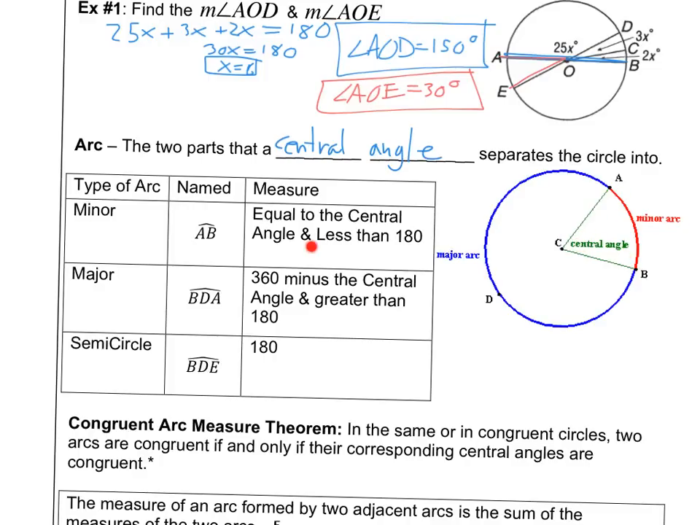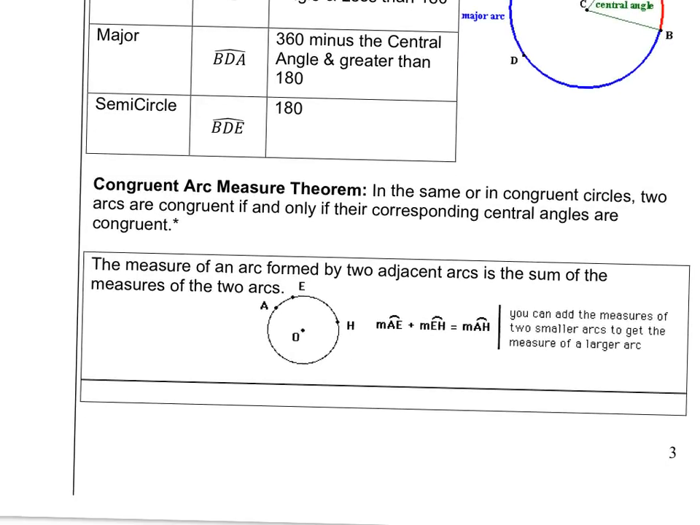And the minors are always less than 180. Okay? A major is 360 minus the central angle. Okay? So if we knew that this was 80 again, to find the blue one, we would just say it is 360 minus 80. And major arcs are always greater than 180. And like I said up here, semicircles or half circles are always 180 degrees. Okay.